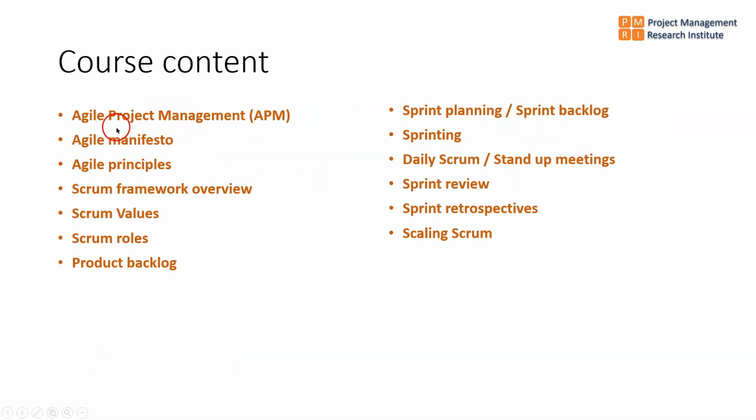The course content: we'll have a small introduction about Agile Project Management. What is Agile Project Management? Short form, it is APM. Then we'll discuss the Agile Manifesto and Agile Principles. Then I start with the Scrum Framework overview, Scrum values, Scrum roles, product backlog, sprint planning and sprint backlog, sprinting, daily Scrum and stand-up meetings, sprint reviews, sprint retrospectives, and a little bit about scaling Scrum, how to implement Scrum in larger teams.